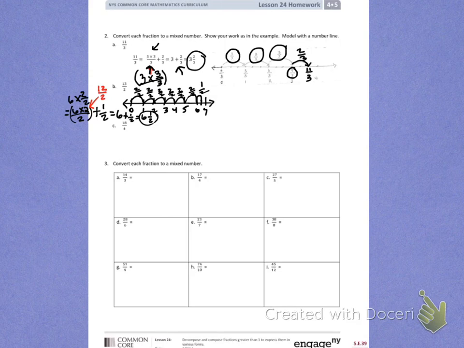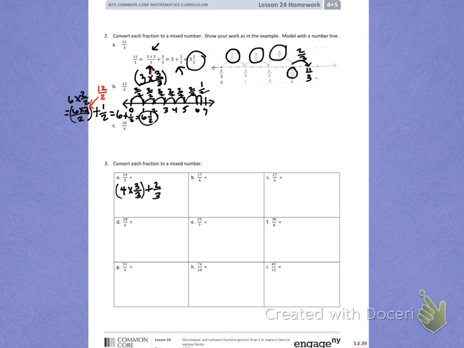Let's look at this chart below, number 3. Convert each fraction to a mixed number. 14 over 3. Well, how many thirds can I get out of 14? I can get 12 thirds. 12 thirds out of 14. And that's 4 groups of 3/3. So that's 4 groups of 3/3. And that's only going to make 12, so I need to add 2/3 on.